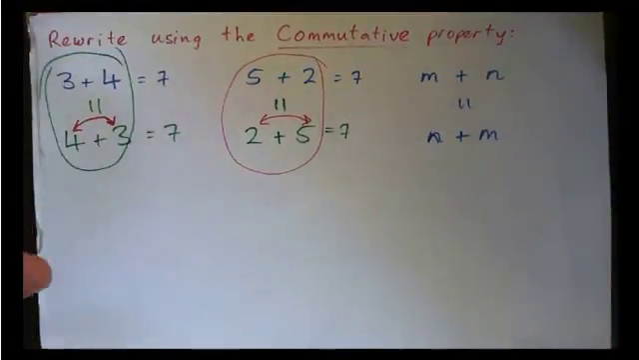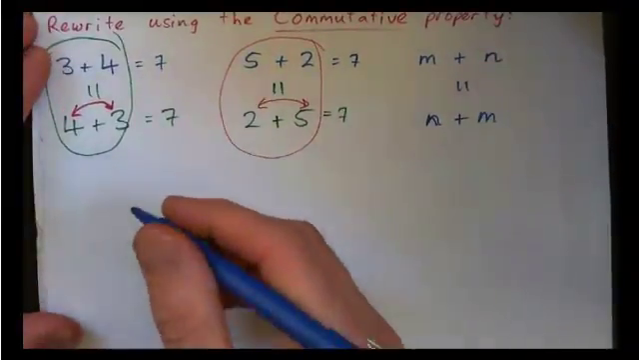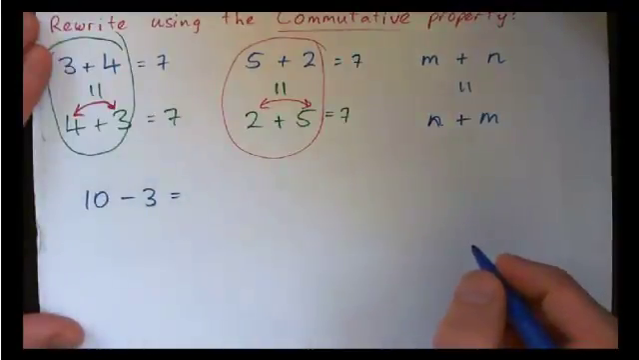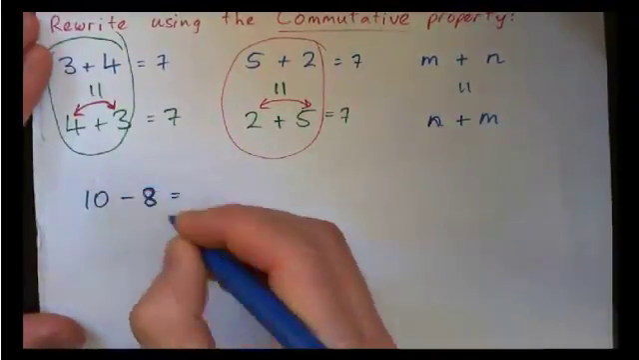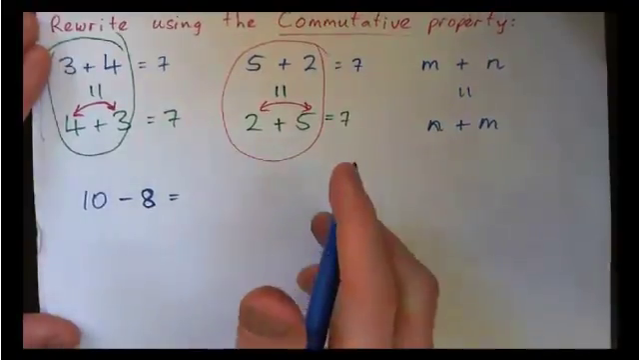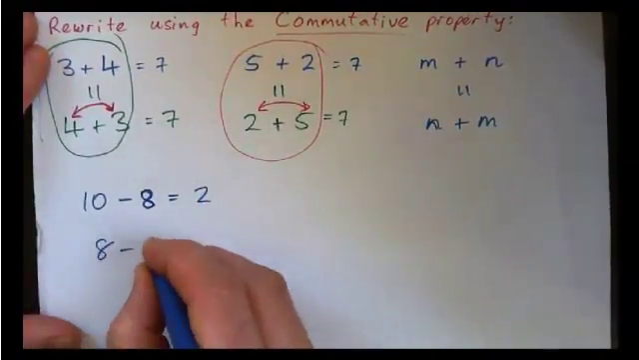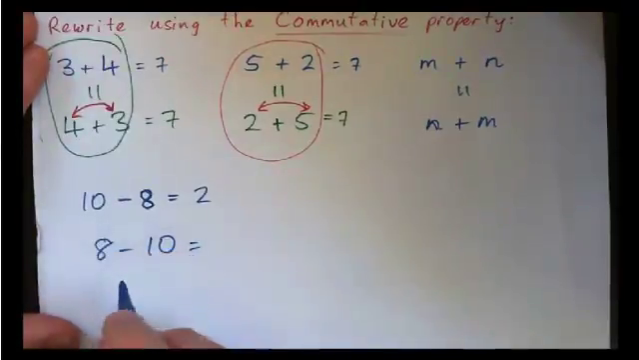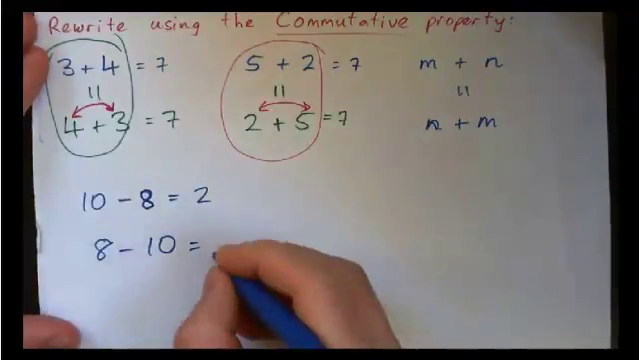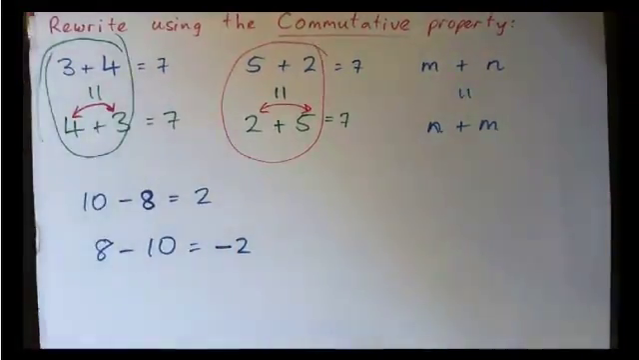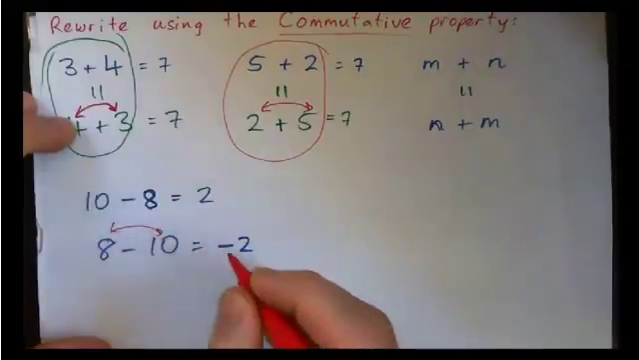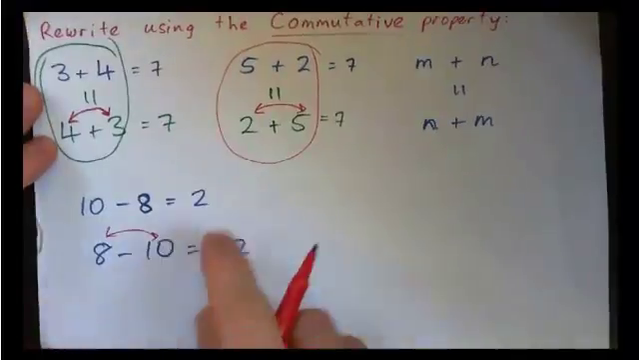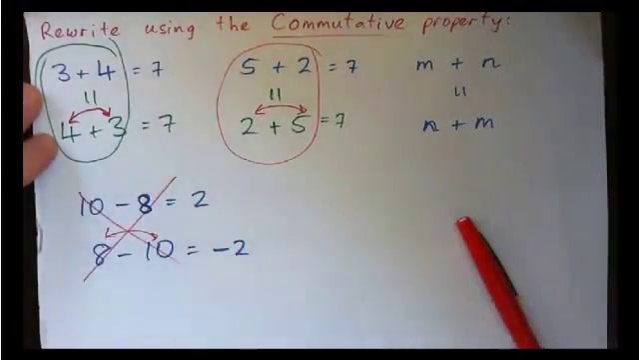Now we have to note while we're on the subject that this does not work for subtraction. 10 minus 8 is what? It is 2, but what's 8 minus 10? You have $8, you subtract $10, you're actually in debt by 2. The answer is actually negative 2. So if I switch numbers around with subtraction, it doesn't work. So subtraction is not commutative. Okay, we cannot commute with subtraction. That doesn't work.